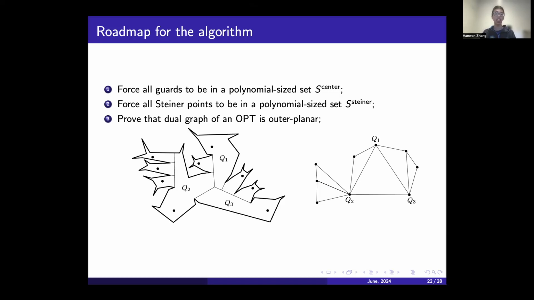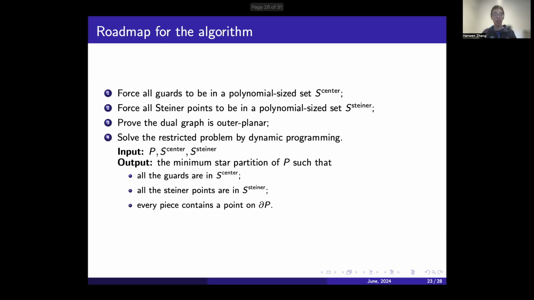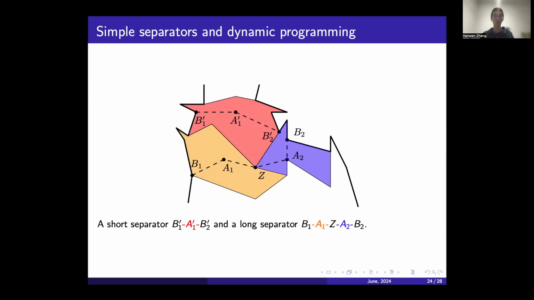Another observation suggests that the dual graph of an optimal star partition must be outerplanar. Combining these 3 properties, we devise a dynamic programming algorithm from the existence of simple separators. The outerplanarity suggests that 2 neighboring star-shaped regions is enough to disconnect the polygon. A cut vertex in the dual graph corresponds to a short separator in the partition, consisting of 2 segments that connect the guard of this piece to 2 points on the boundary.